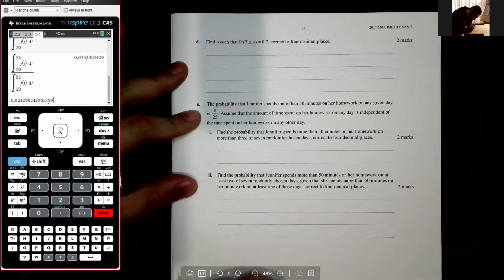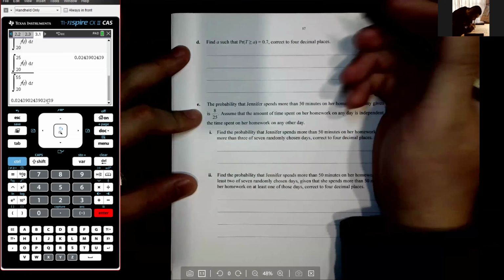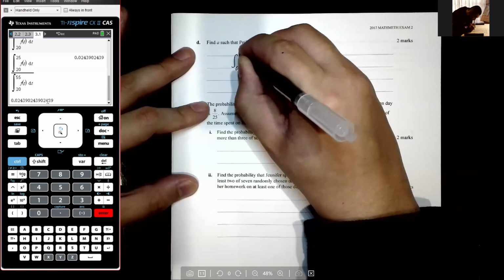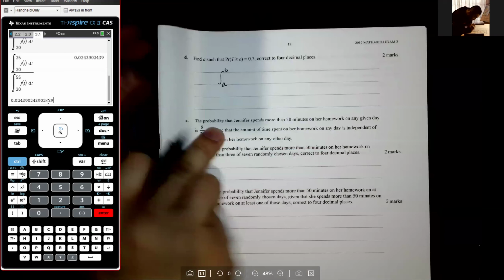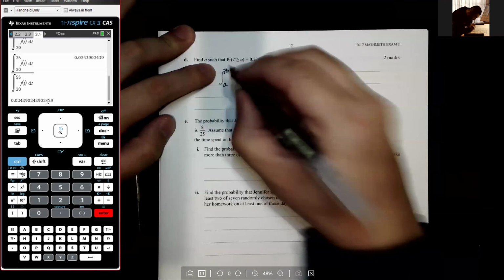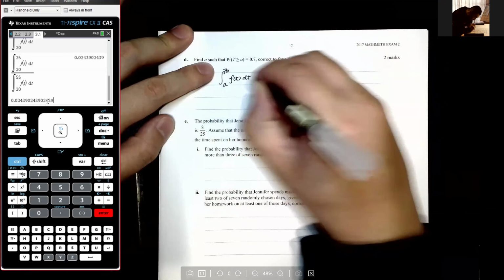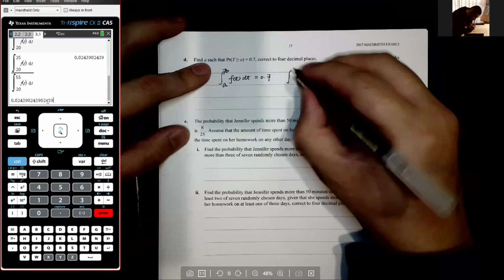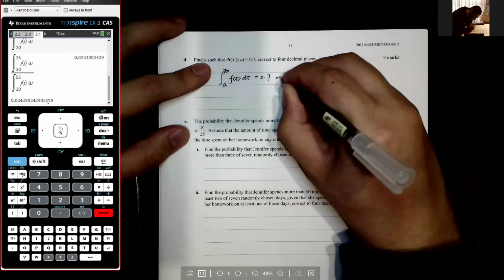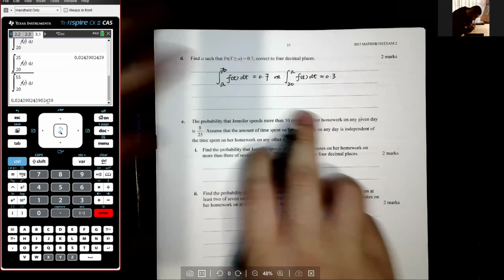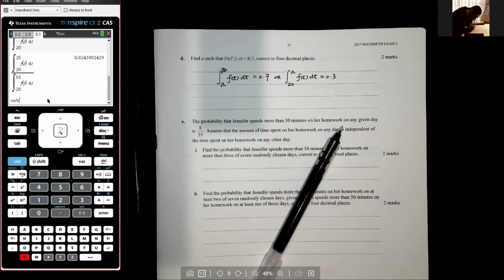Okay, find a such that probability t greater than or equal to a is 0.7. So you need to use a up to, let's have a look, 70. From a to 70, f of t dt equals 0.7. Or you can say 20 to a f of t dt equals 0.3, etc. Set out the correct equation and then just solve for a.